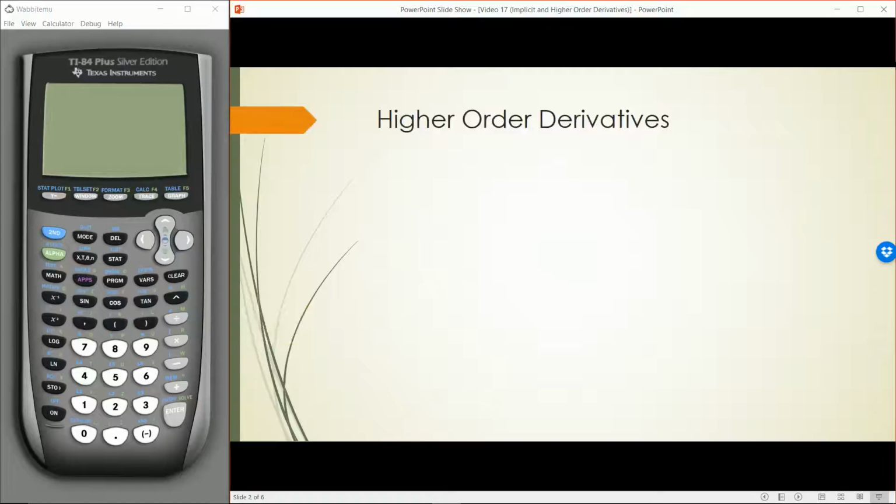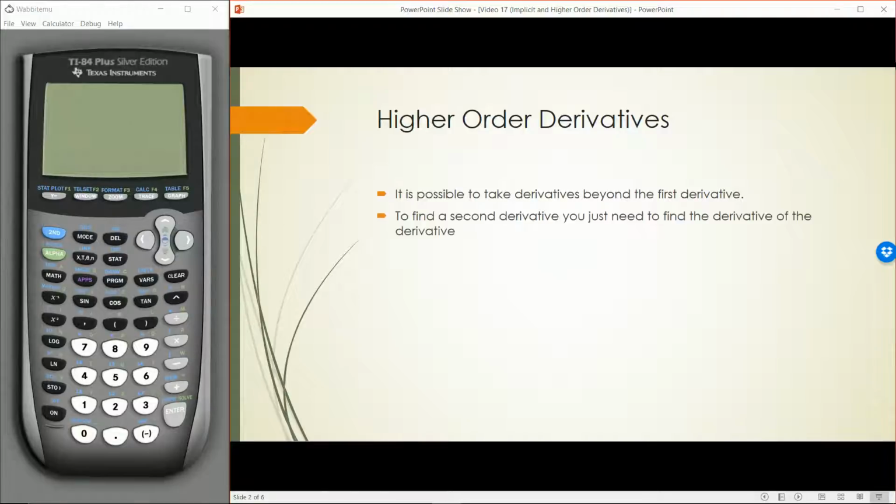All right, so higher order derivatives. I talked about it in class a little bit, but it's possible to take derivatives beyond the first. To take the second derivative, you just take the derivative of your original function and then take the derivative of your derivative. And if you want to go third, you take the derivative of your second derivative, and so on and so forth. So you always have to find the derivative of the previous function.